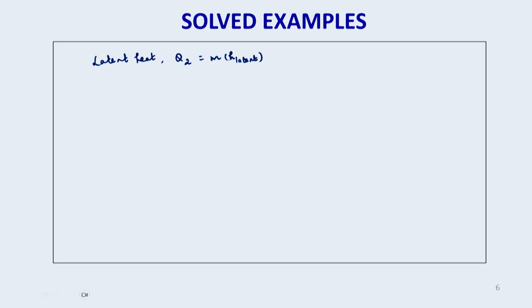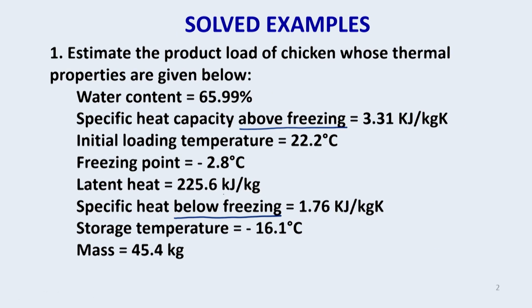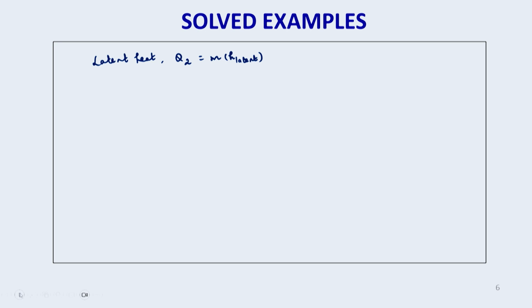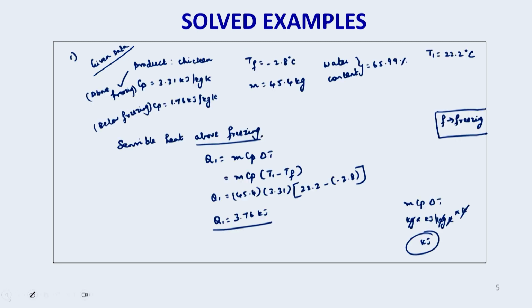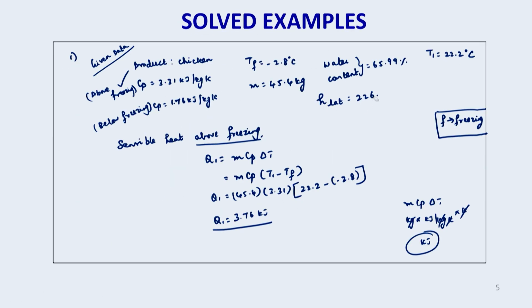H of latent. So the latent heat is given as 225.6. So let us use H of LAT. So latent heat, H of LAT, is equal to 225.6 kilojoule per kg.